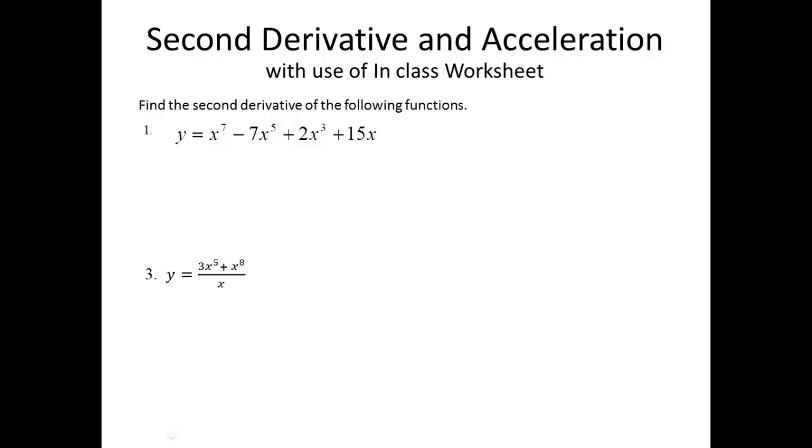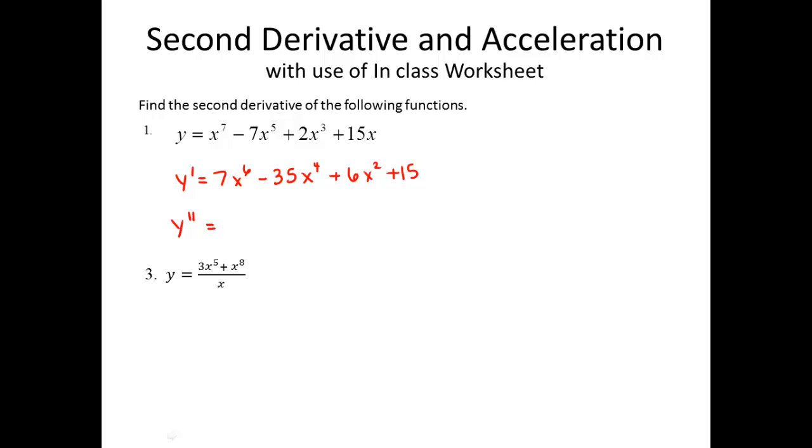So the second derivative, when using the power rule, we just apply the power rule twice. I'm going to start by finding the first derivative and making sure that I'm labeling my answers as the first derivative, and then I'll show you the notation for the second derivative. So I have 7x to the 6th minus 35x to the 4th plus 6x squared plus 15. I'm going to repeat the power rule here, and that's going to give me my second derivative, which I will denote by y double prime.